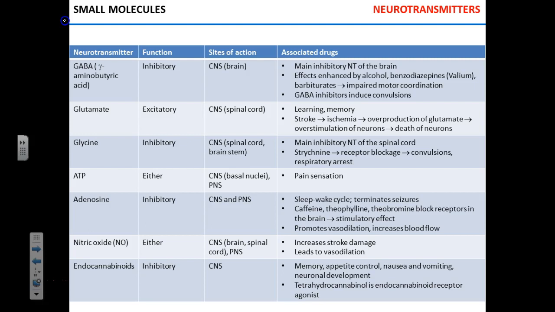Certain chemicals enhance its effect. Things like alcohol or anti-anxiety drugs like Valium or barbiturates, they enhance the effects of GABA, and if inhibition starts to dominate between neurons, then the voluntary control over the muscles decreases, so motor coordination decreases. Does that make sense? The whole idea, why you become so clumsy when you're drunk.